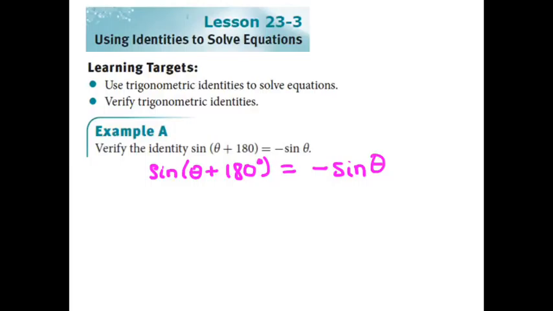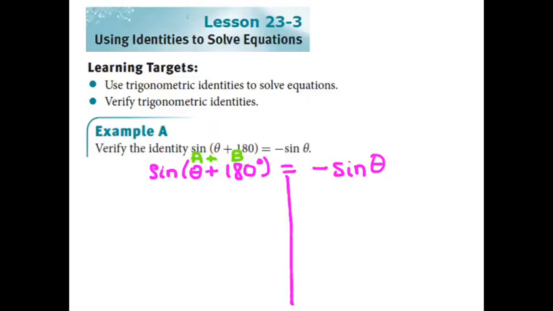When we're verifying identities, remember, I want you to put up a wall underneath that equal sign and only work on one side or the other until both sides match. I'm going to start over here on the left side, and I see that we have sine of theta plus 180. So I've got two angles there that are being added together. So I'm going to use the sum identity for sine. It's on your sum and difference identities page in your foldable. And that identity says that sine of a plus b, so this theta is going to be our a and the 180 is going to be our b.